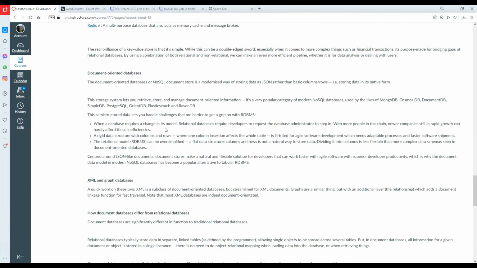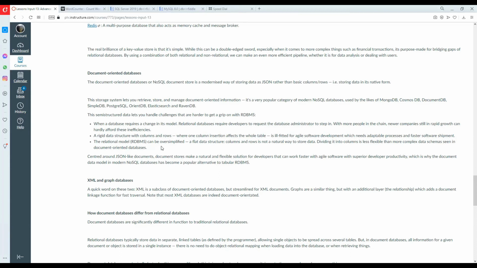When a database requires a change in its model, relational databases require developers to request the database admin to step in. With more people in the chain, newer companies still in rapid growth can hardly afford these inefficiencies.